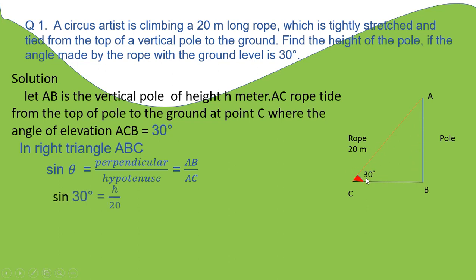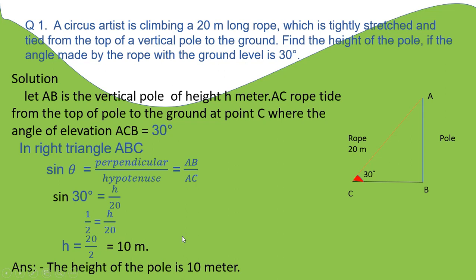Then we know that sine 30 degrees is 1 by 2. So 1 by 2 is equal to the height of the pole, which we have taken as h, upon 20, since the hypotenuse is given as 20 meters, that is the length of rope. So we get h is equal to 20 upon 2, or 10 meters. So we can say the height of the pole is 10 meters.